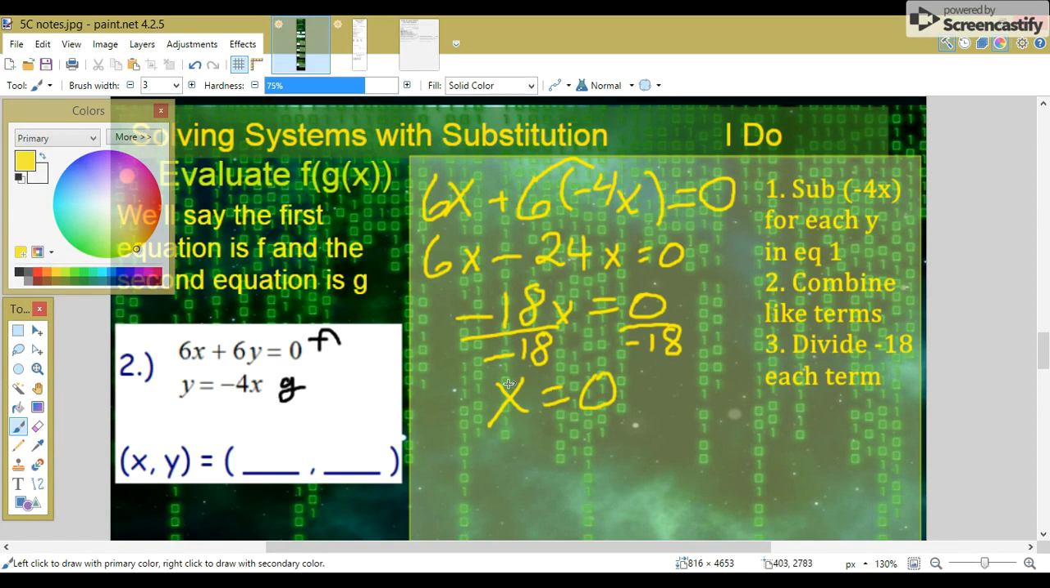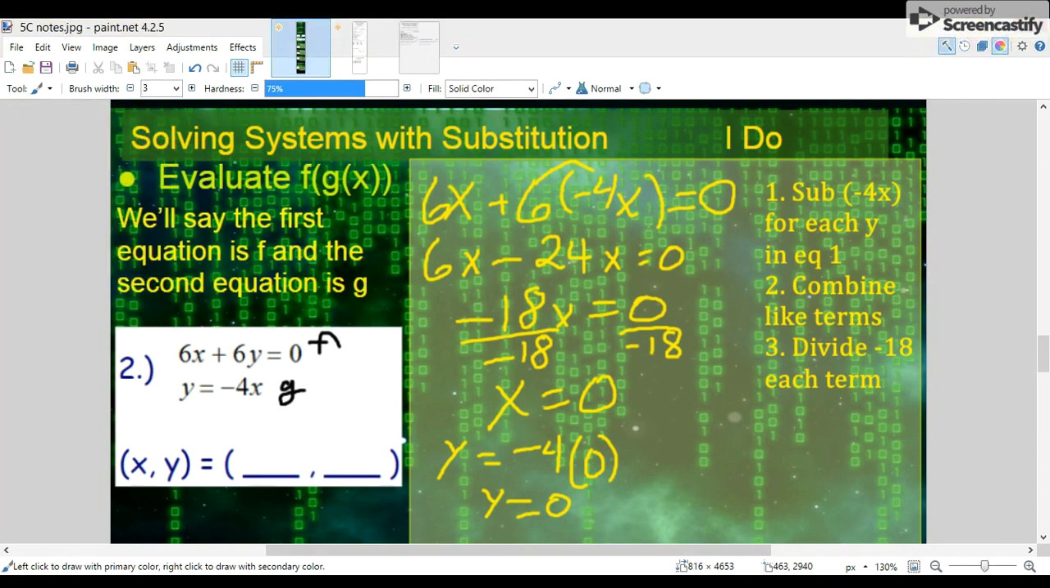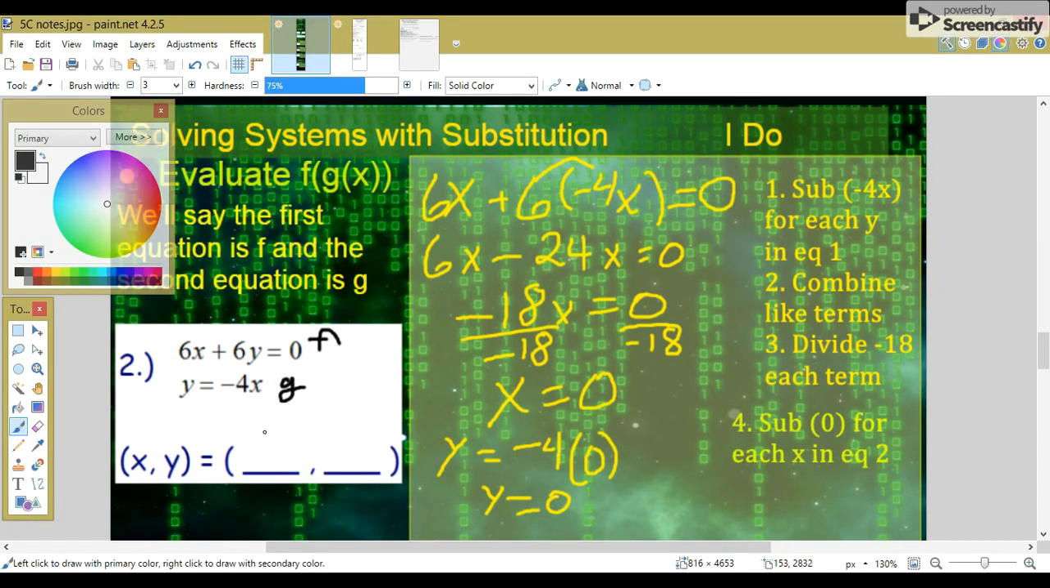From here, we want to plug in 0 for every x in equation 2. So y equals negative 4 times 0. Negative 4 times 0 is just 0, so y also equals 0. So your intersection, your solution to the system is 0, 0, the origin, because both x equals 0 and y equals 0.